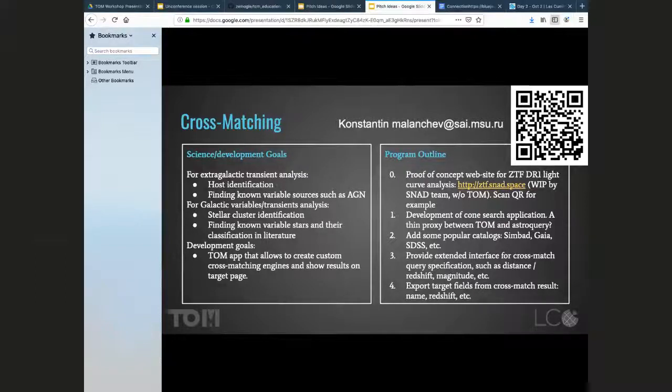The second point, for example, you have some transient in some galaxy, and it looks like a supernova, but you can find in some catalogs, or in some paper, data in Vizier, that it's a known AGN, for example. Then you think, okay, it's probably not a supernova, but an AGN outburst.